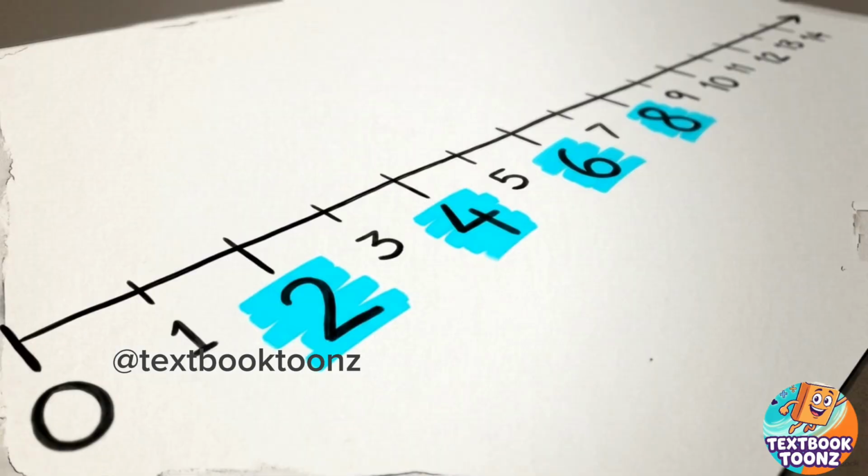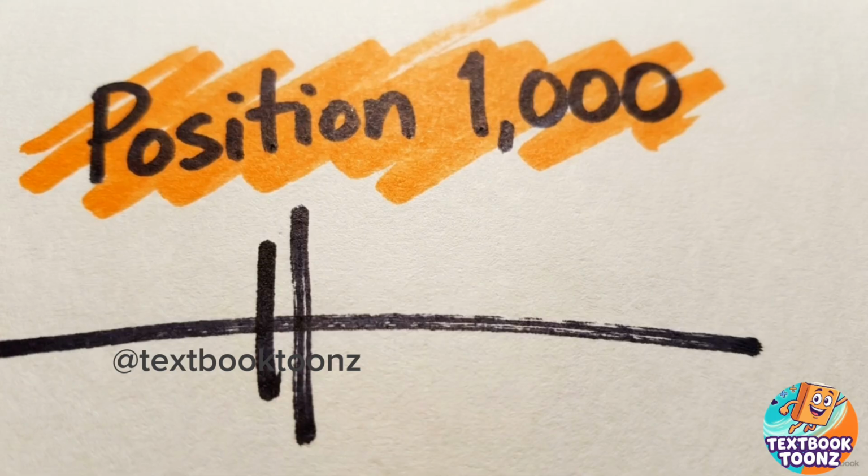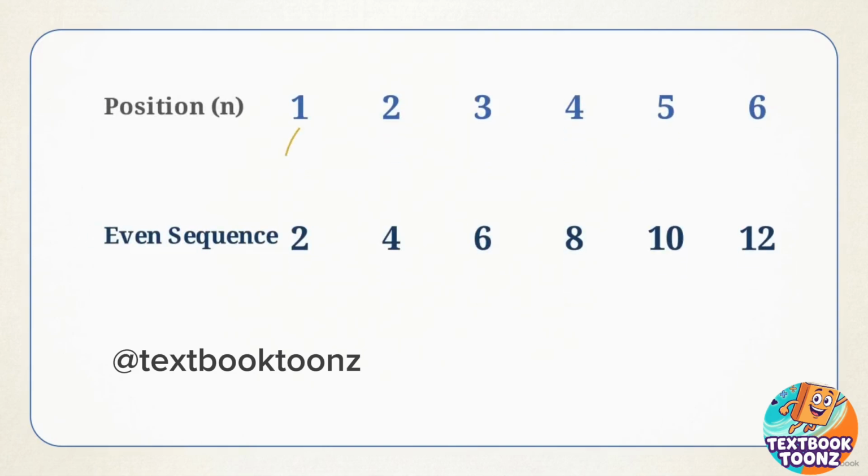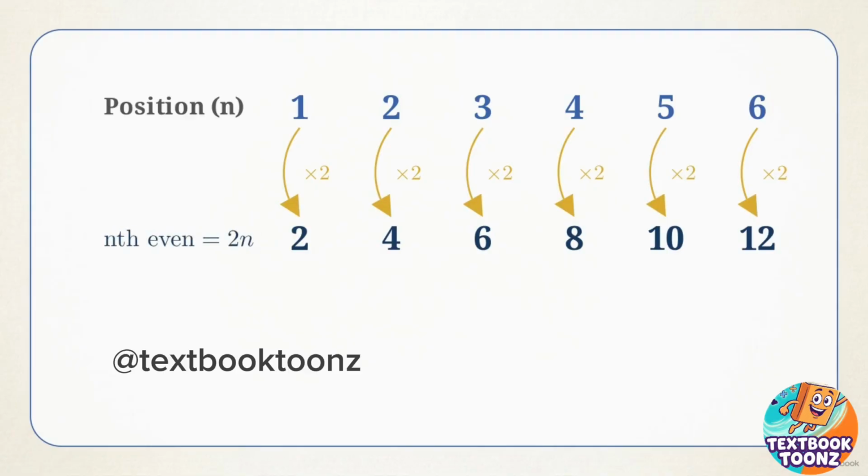We can use these consistent patterns to find the exact value of any number in a sequence, no matter how far down the line it is. Look at the even sequence. At position 1, the value is 2. At position 2, it's 4. At position 3, it's 6. Each value is exactly double its position number, which is why the formula for the nth even number is 2n.